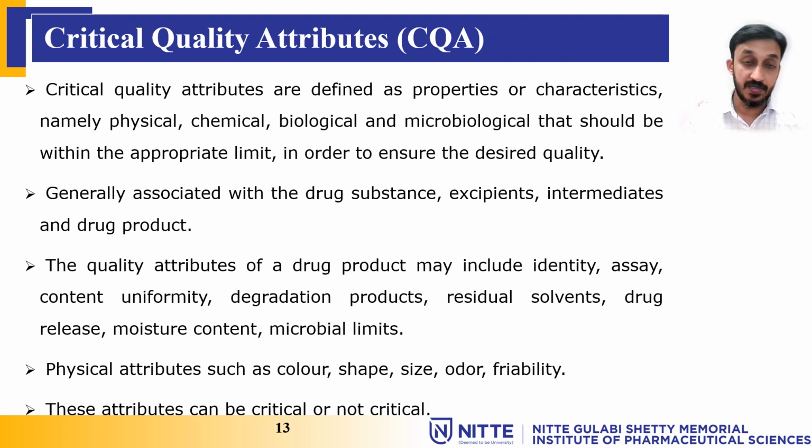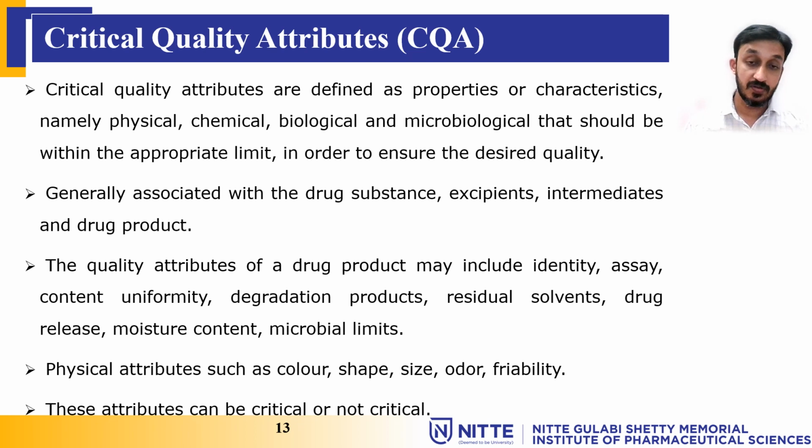The next step is to identify or select critical quality attributes. Critical quality attributes are defined as the properties or characteristics, namely physical, chemical, biological, and microbiological, that should be within the appropriate limit in order to ensure the desired quality. Generally associated with the drug substance, excipients, intermediates, and drug product.